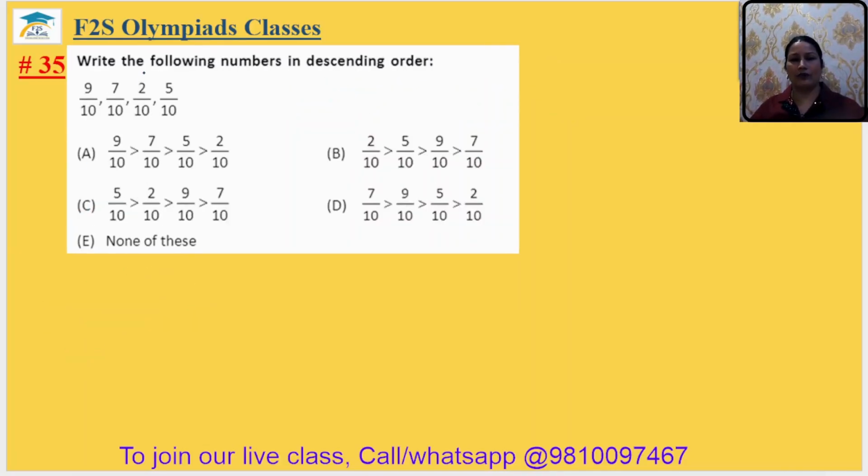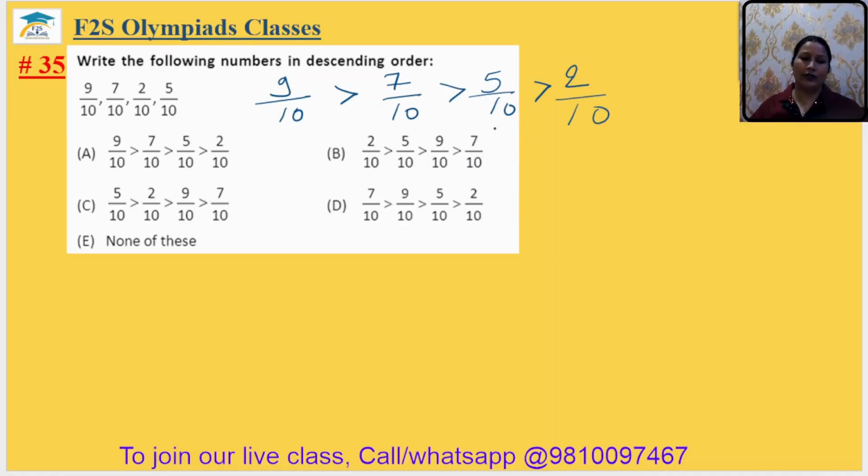Question number 35. Write the following numbers in descending order. Descending order means greatest to smallest. So greatest will be 9 by 10 here. Fractions are like. Now 7 by 10, 5 by 10 and 2 by 10. Where is it? It is available in option A. 35th answer is option A.